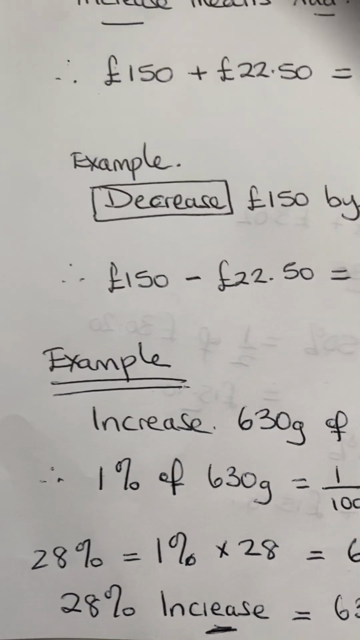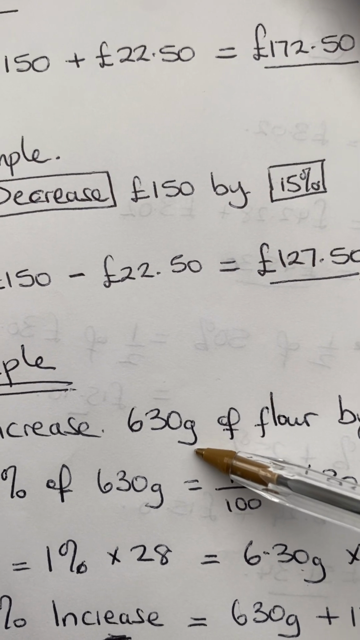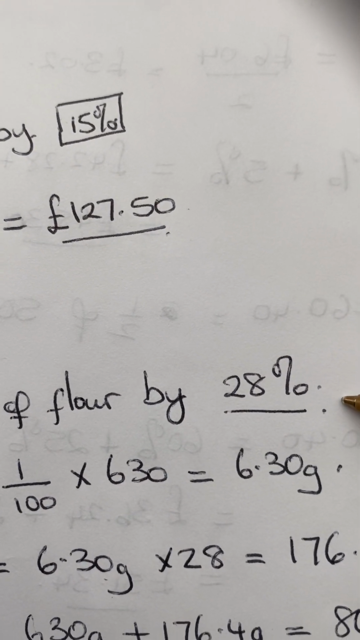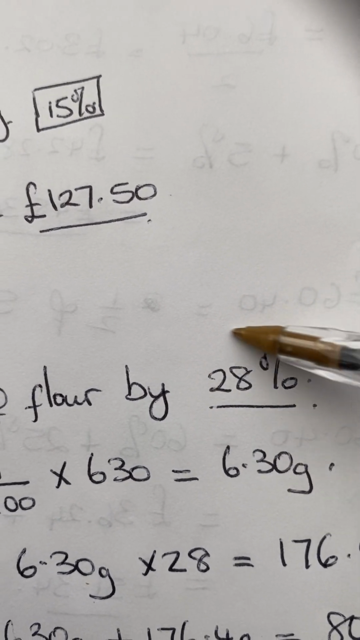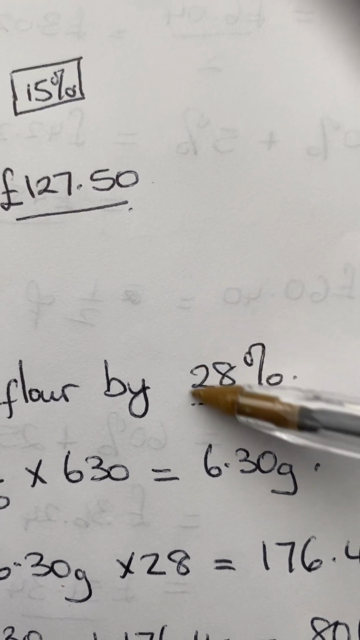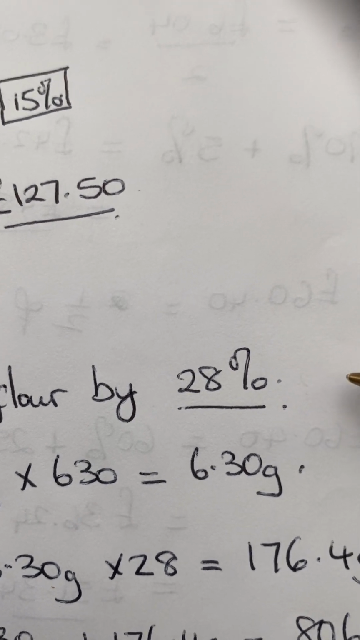Our second example here is increase 630 grams of flour by 28%. Okay, don't be scared by this kind of numbers. So if it is a calculator paper, you can do 0.28.